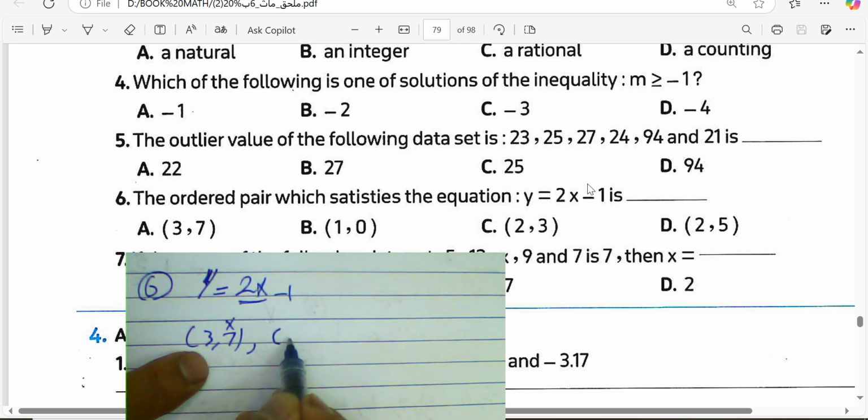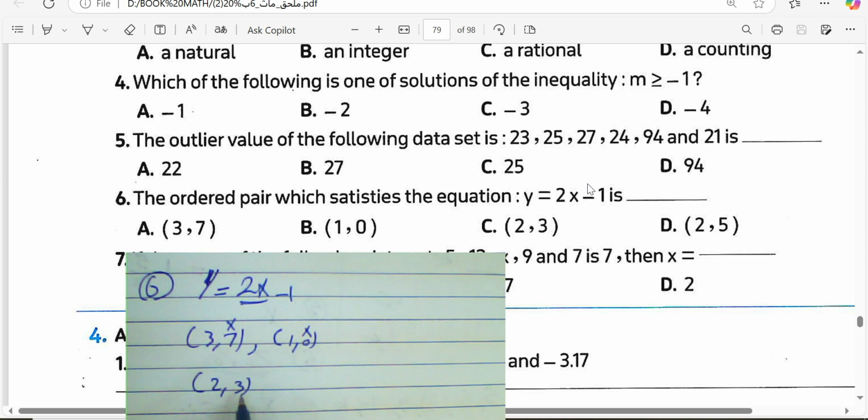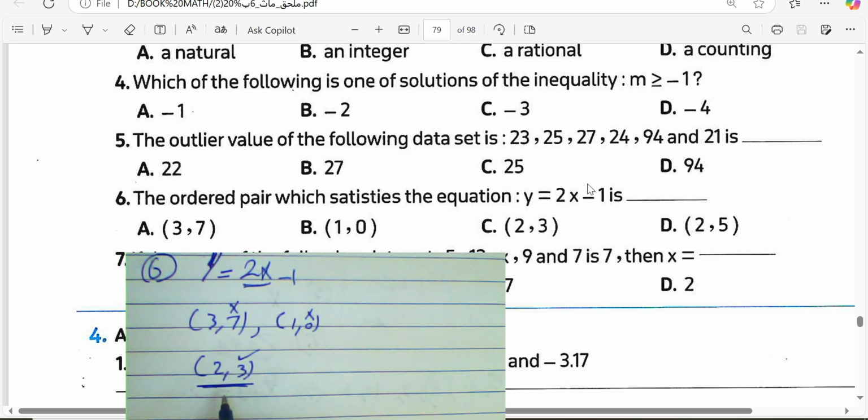And the next point 1 and 0. Put x equal 1, 1 minus 1 equals 0. The result will be 0, so it's not satisfied. Next point 2 and 3. Put x equal 2, 2 minus 1 equals 1. Point 2 and 3 gives y equals 3 here, so we check it against x minus 1. So the point 2 and 3 satisfies the equation y equal to x minus 1.